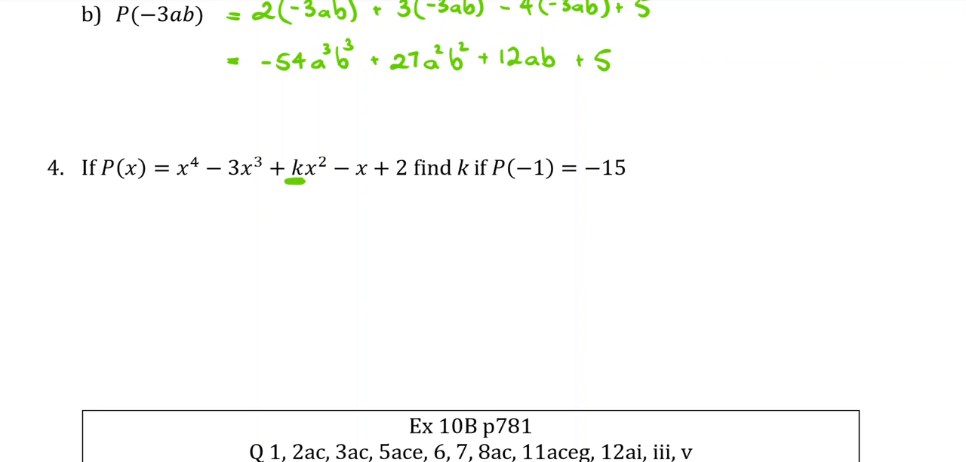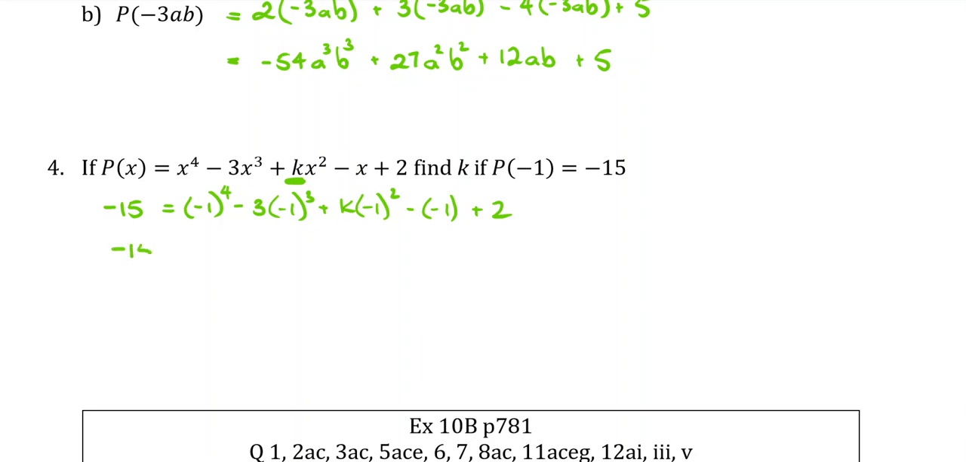So straight underneath my equation for my polynomial, the p of x is equal to the negative 15, and each x value is going to become a negative 1, so negative 1 to the 4, then minus 3 lots of negative 1 cubed, and then k lots of negative 1 squared, minus 1 and plus 2. And by subbing that in, I now have an equation where the only unknown is that k, and I can solve to find out what k is.